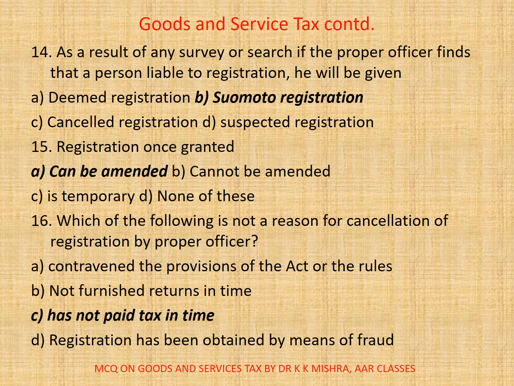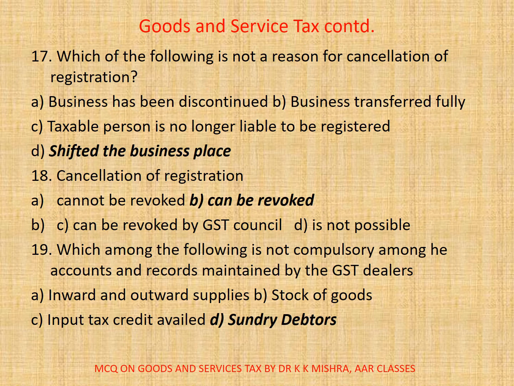Can be amended. 16. Which of the following is not a reason for cancellation of registration by proper officer? A. Contravened the provisions of the Act or the rules. B. Not furnished returns in time. C. Has not paid tax on time. D. Registration has been obtained by means of fraud. The correct option is C. Has not paid tax in time.